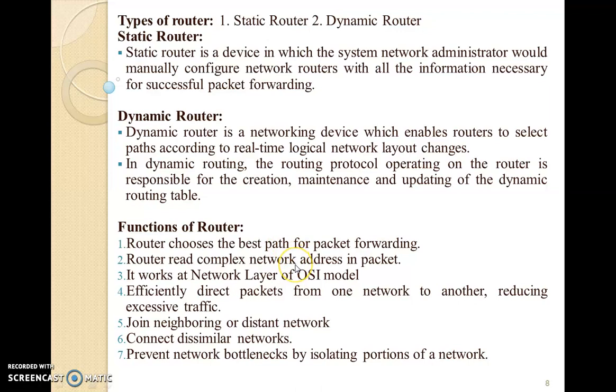Then a router can read the complex network address in a packet and solve it in an easy manner. It usually works at the network layer of the OSI reference model. It efficiently directs the packets from one network to another, and reduces and avoids traffic. Okay, so like that there are multiple advantages. You can go through those advantages using this slide.